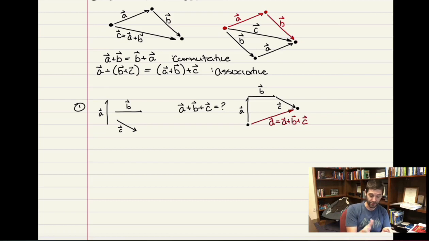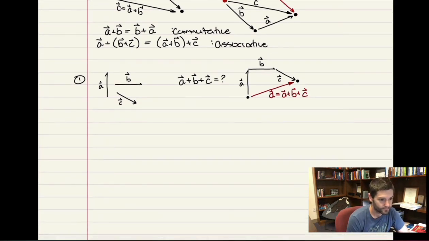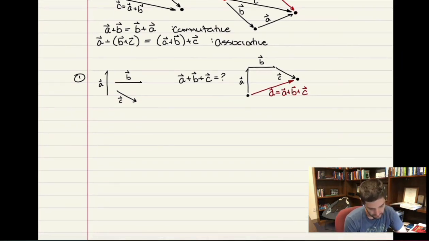And I encourage you to try to do the same exercise, but switch the order of A, B, and C. Like maybe first do B, then do A, then move in the direction of C. And no matter what the ordering is, you should always end up at the same point. Okay. Simple enough.